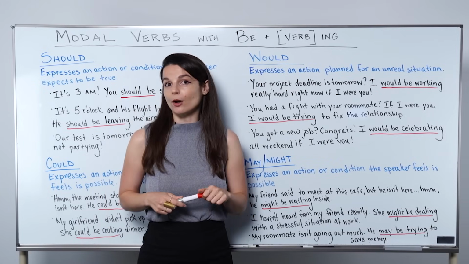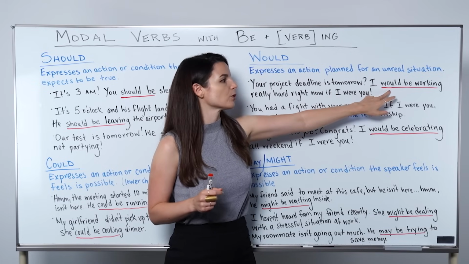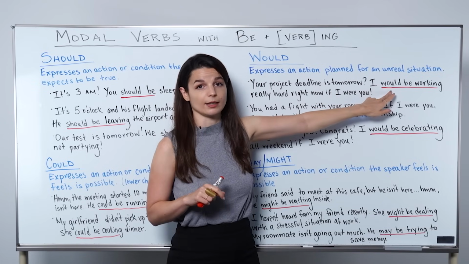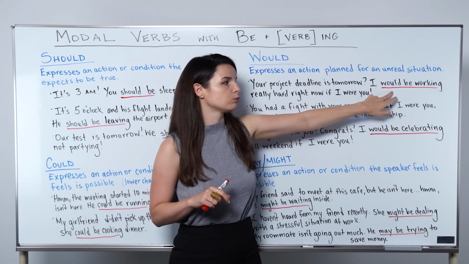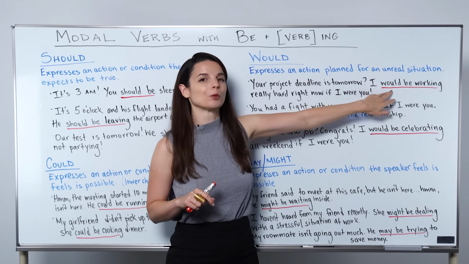A very common error I see in this kind of pattern is learners sometimes use will here. I will be working. Nope, incorrect. You cannot use will in this situation. You should not use should as well. I should be working really hard, or I could be working really hard.